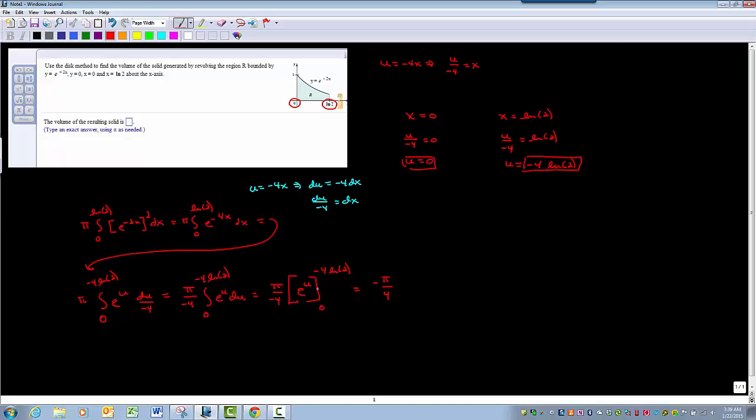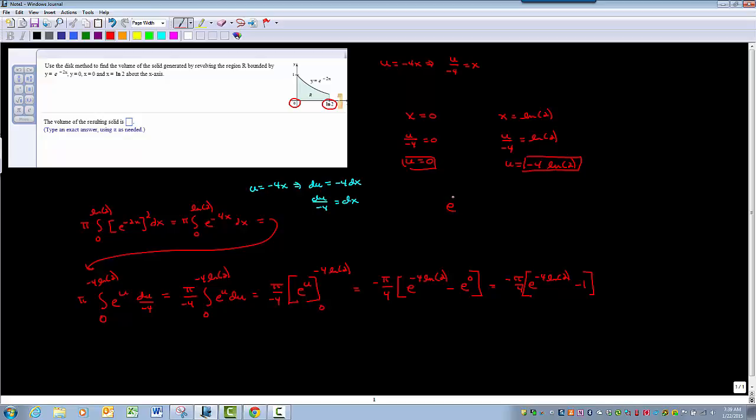Okay, and then this right here is going to be the following. It's going to be e to the negative 4 natural log of 2 minus e to the 0. All right, because I'm going to plug these guys in. So this is going to be negative pi over 4 times e to the negative 4 natural log of 2 minus 1, like that. Now this right here can be separated.